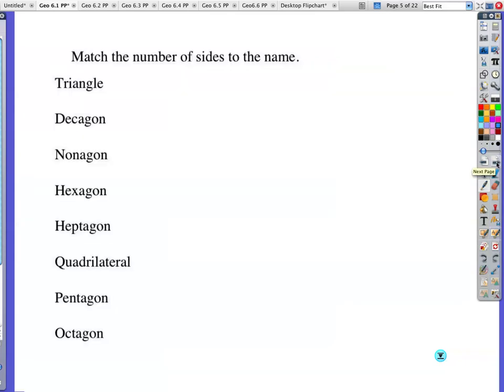Match, and I don't have the other side, but a triangle we know has three sides. A decagon, decade, 10. Nonagon has 9 sides. Hexagon has 6. Heptagon has 7. Quadrilateral 4. Pentagon has 5. And octagon has 8. All right, and you can look that up in the book as well.